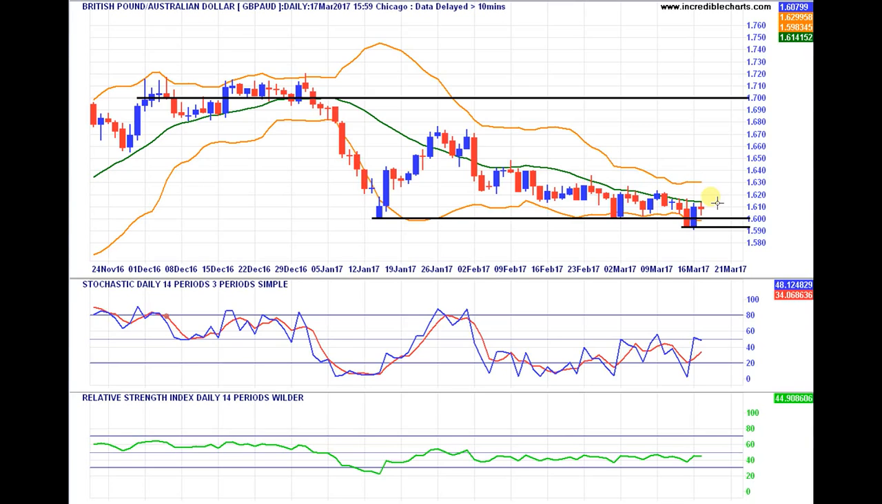And what we're looking for, if we do break to the upside here, is volatility and follow through buying. So that's how we see GBP AUD at the moment. We're looking hopefully for a big move to the upside.